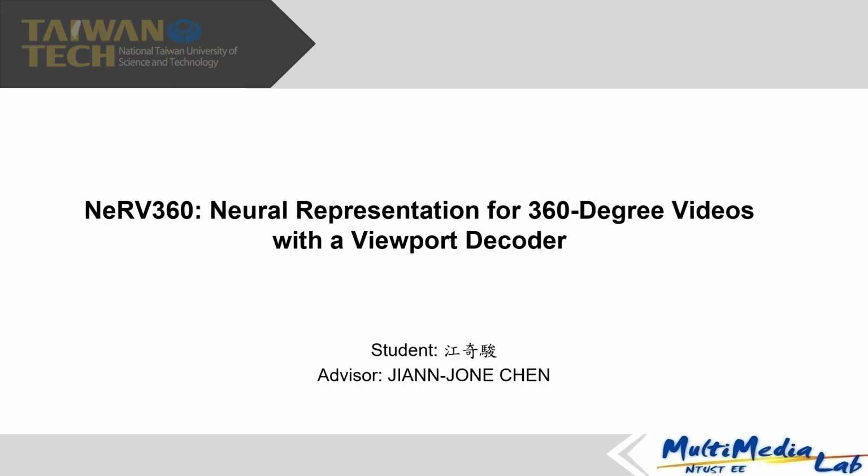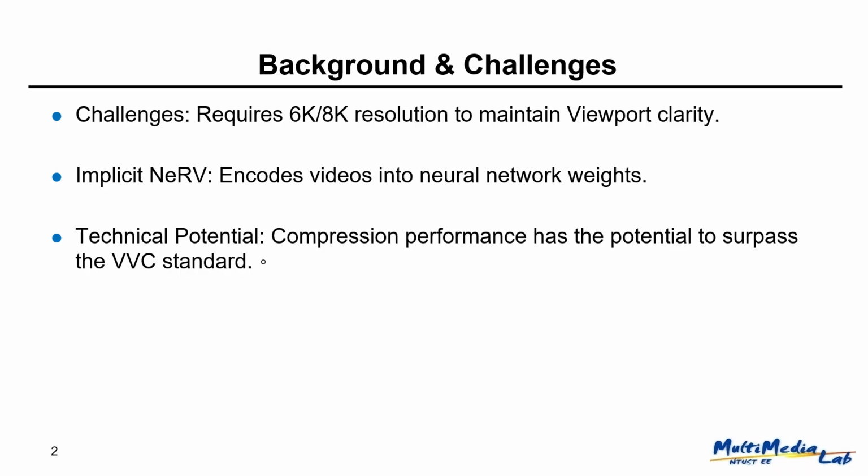NeRV360, published by the NHK Science and Technology Research Laboratories in Japan. This paper explores how to use neural video representation to resolve computational bottlenecks in 360-degree video compression. For virtual reality applications, 360-degree videos require ultra-high resolution of 6K or more to maintain the visual quality of local viewports. This creates significant data transmission pressure.